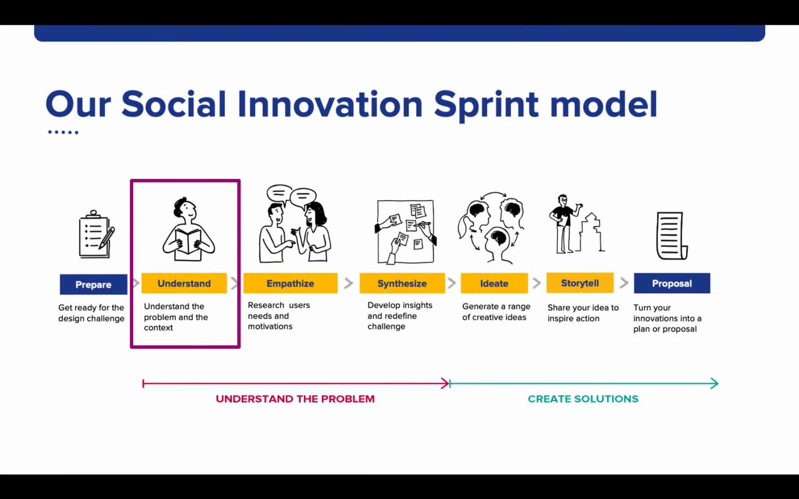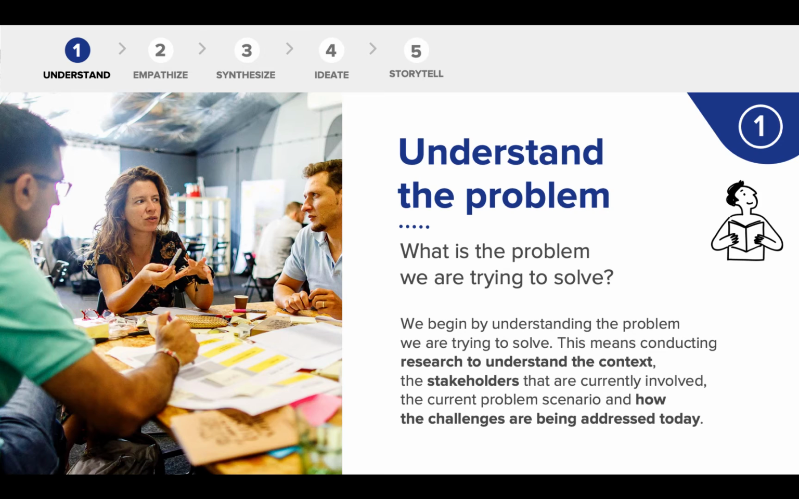The understand phase is the first phase in our social innovation sprint model. This is the phase where we try to understand the problem and the context. So what does that mean? At this point in time, we are trying to figure out what is the problem we are trying to solve.